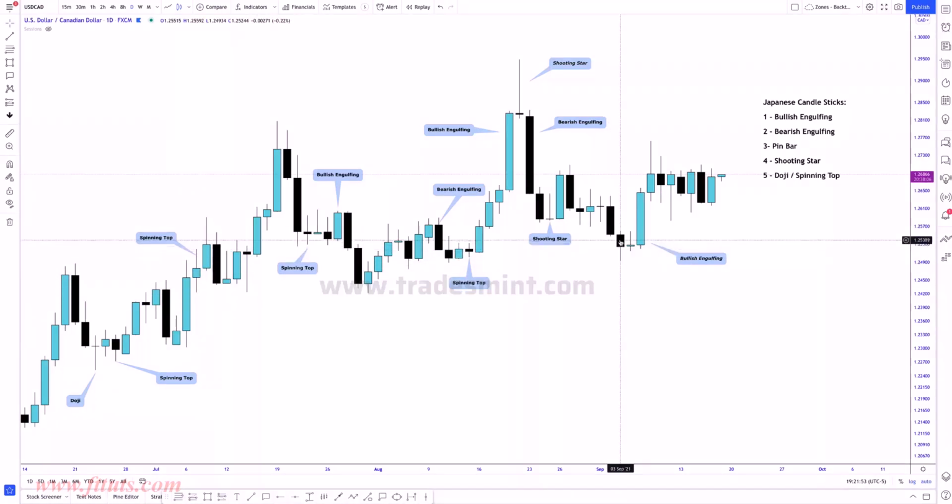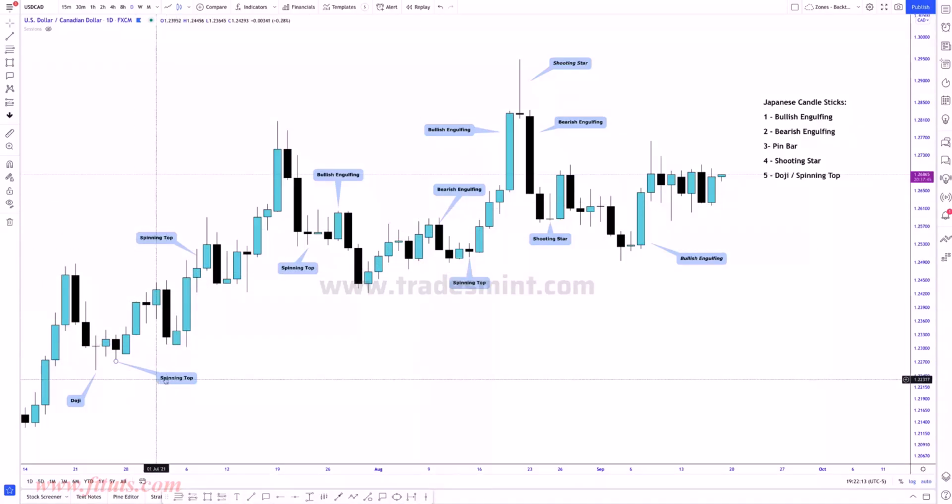Even this candle here is considered a pin bar because there's a long wick to the downside. Again, obviously an ideal pin bar has a smaller body, but this is nonetheless a pin bar because it has a long wick to the downside. The next candle is a shooting star. A shooting star is the exact opposite of a pin bar, so it is a wick to the upside.